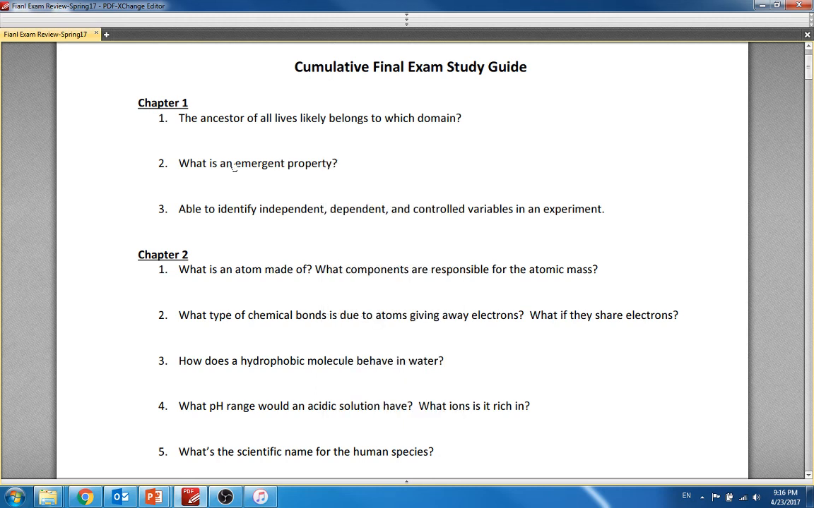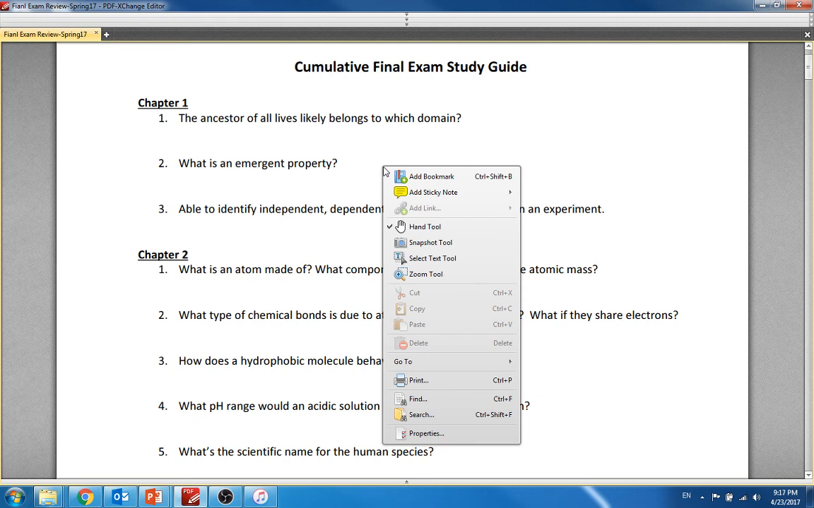Second question, what is an emergent property? An emergent property is a property that's found in this individual, but not found in the components that's making the individual.